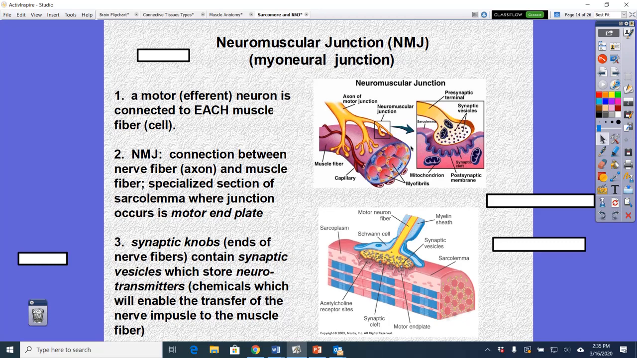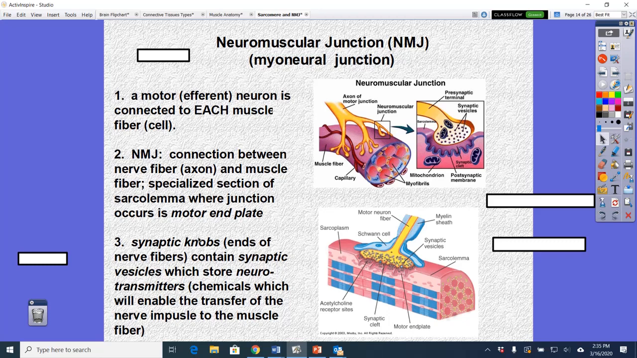Where that connection is found between the motor neuron and the sarcolemma, or specifically the motor neuron and the motor end plate, the reason that it's important is because at the motor end plate, there are going to be chemical receptors that are only found where these two things connect.